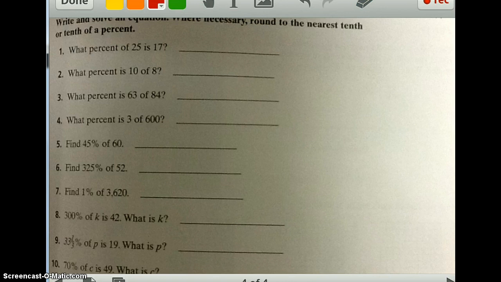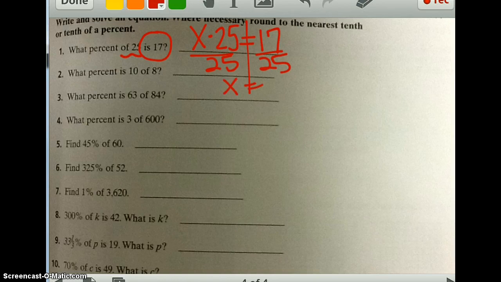So as I look at this one, it says what percent of 25 is 17. So I see the of, I see the is 17. When you see it says is 17, it's going to equal 17. Then it says what percent of 25. So what percent of 25, of is generally times. So I look at that and I'm like, okay, how do I undo times 25? Divide by 25, and so I get x equals, oh gracious, I don't know.